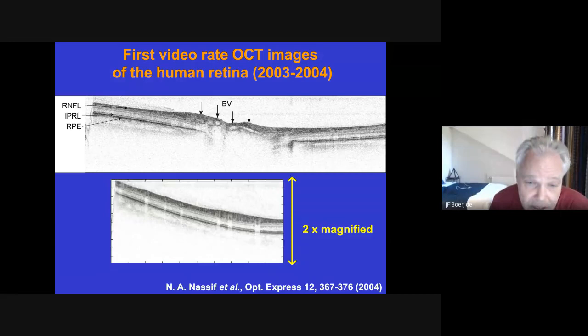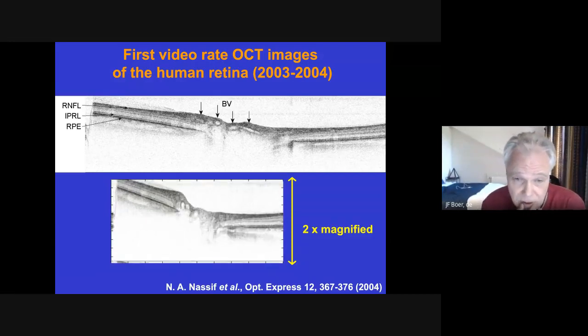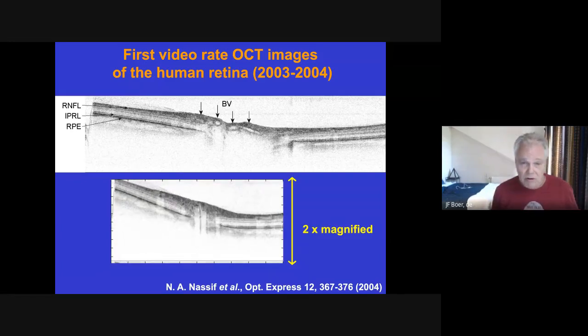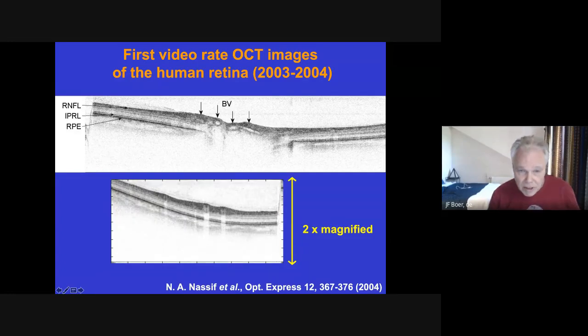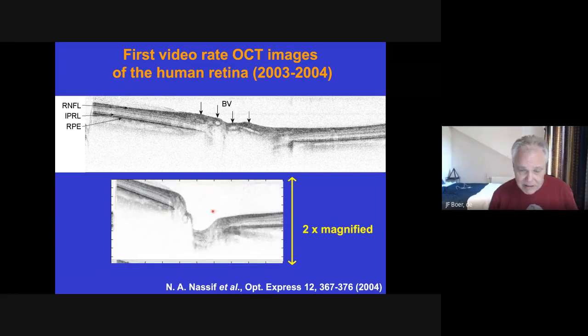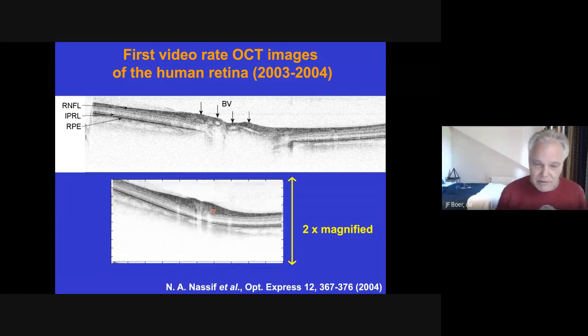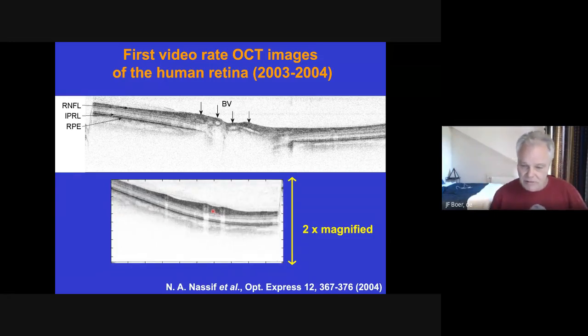Okay, so here you see video rate, 30 frames per second, of the optic nerve. So you see that dip. This is where all the nerves go towards the brain. If I can get my laser pointer on, here's my laser pointer. This black layer is the nerve fiber layer, and it really thickens and it brings all the axons to the brain for your brain to process all that visual information.